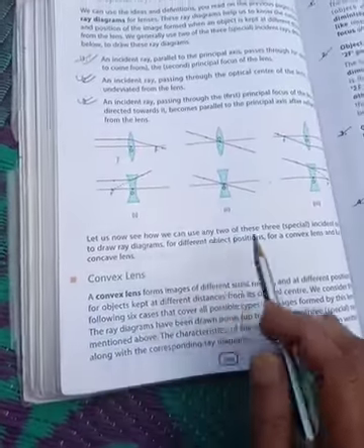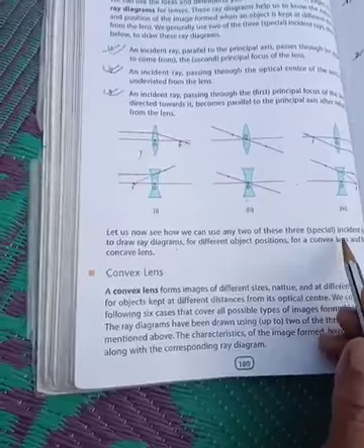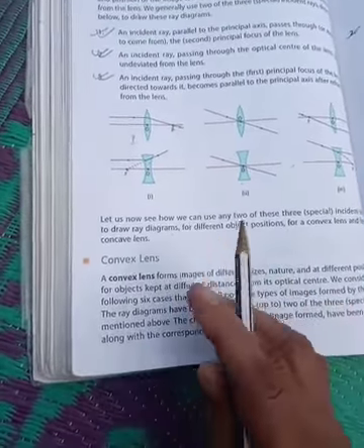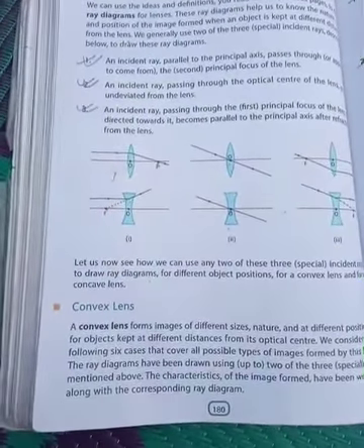So with the help of two rays, let us now see how we can use any of these three incident rays to draw the ray diagrams for different object positions for convex and concave lenses. The video is getting lengthy, so let us stop it here.